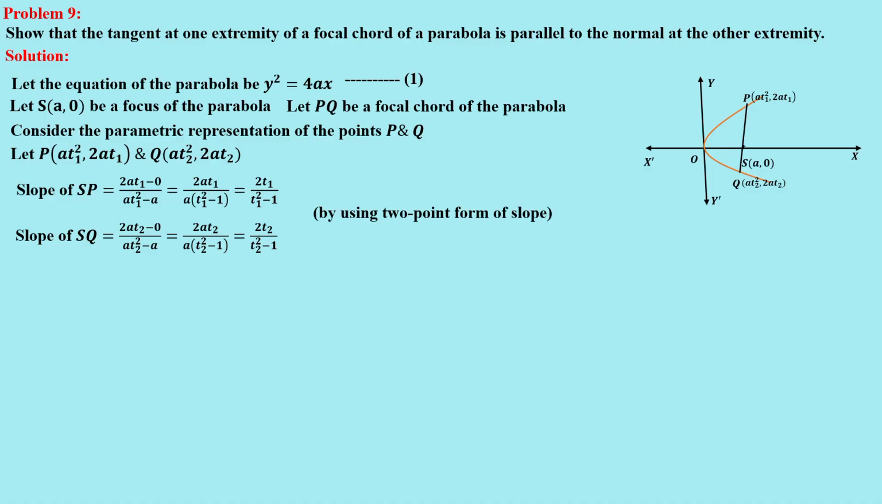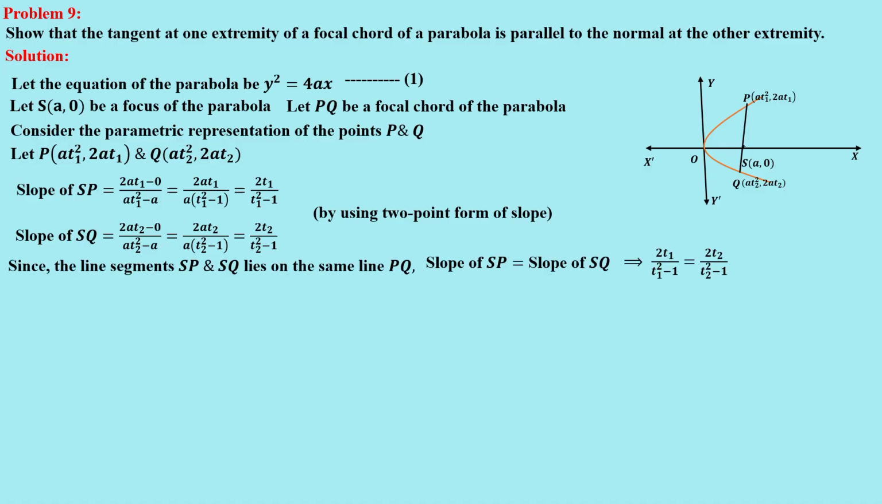But SP and SQ lie on the same line segment PQ. So both slopes are equal, correct? Slope of SP is equal to slope of SQ. So 2t1 by t1 square minus 1 equals 2t2 by t2 square minus 1. The 2 and 2 get cancelled. So t1 by t1 square minus 1 equals t2 by t2 square minus 1. Just do the cross multiplication, so we are going to do simplification, right? t1 into t2 square minus 1 is equal to t2 into t1 square minus 1.